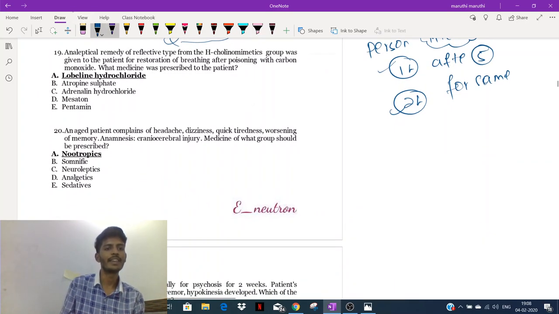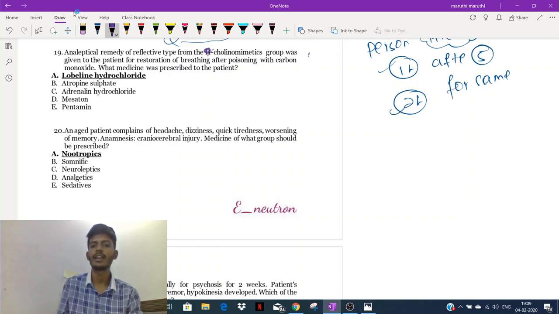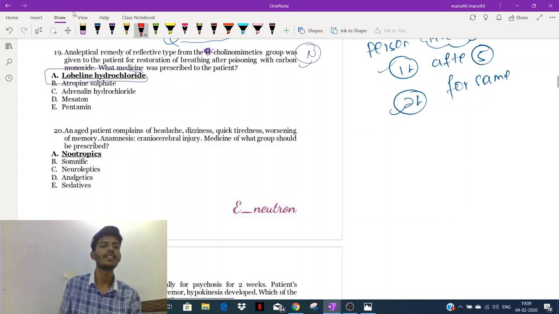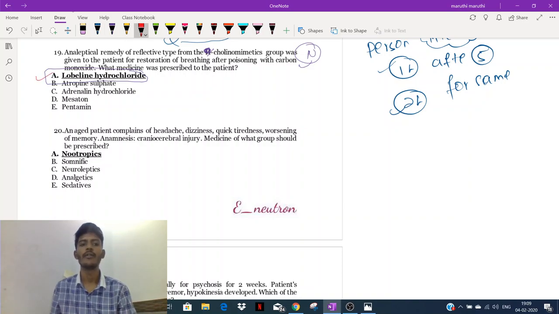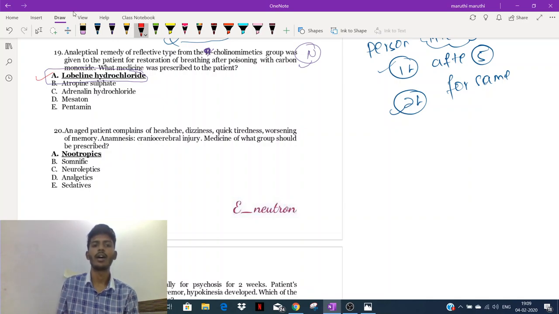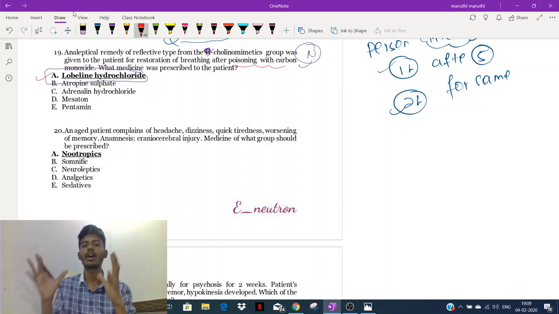Well, there is a mistake. There is supposed to be a big print mistake. They are supposed to ask it as an N-cholinomimetic. For N-cholinomimetics, we need to remember only one of the important drugs in the list, lobeline hydrochloride, which helps in carbon monoxide poisoning to improve breathing by contracting the muscle.